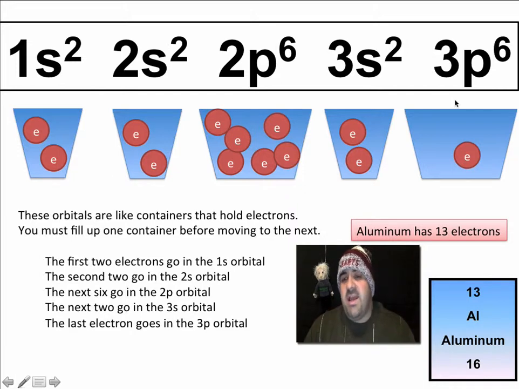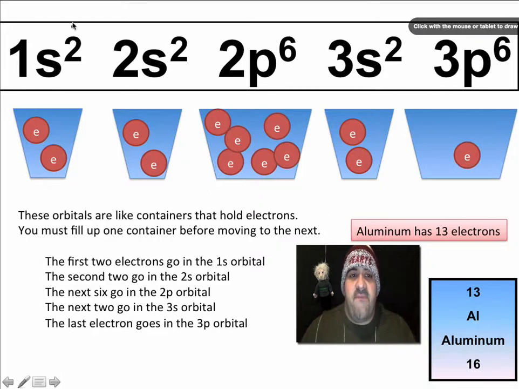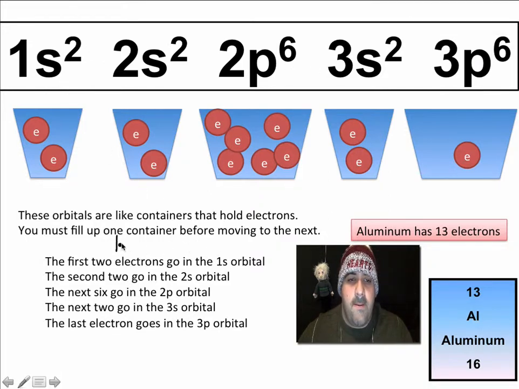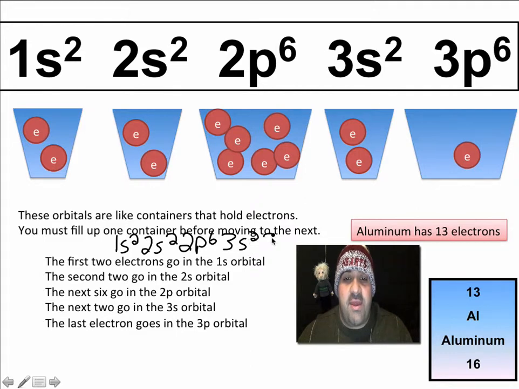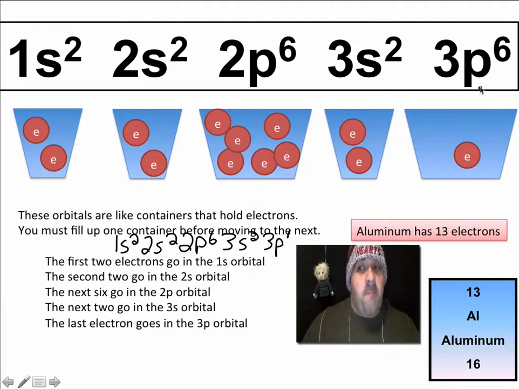And how do we write this electron configuration out? Well, we are going to simply follow this order. We have a 1s2, we have a 2s2, we have a 2p6, we have a 3s2, and we have a 3p1. This holds up to 6, but how many do I have in there? I only have 1. So I finish the last one as a 1. And that's how you write an electron configuration. You're just filling up this order and going forward.